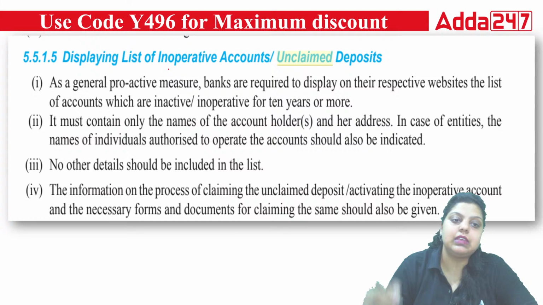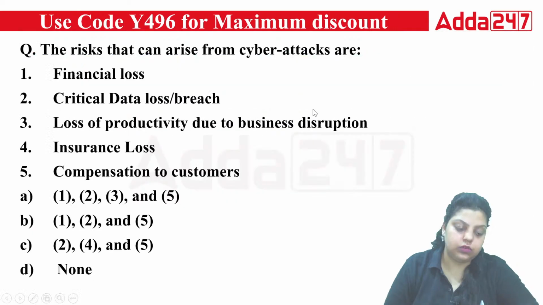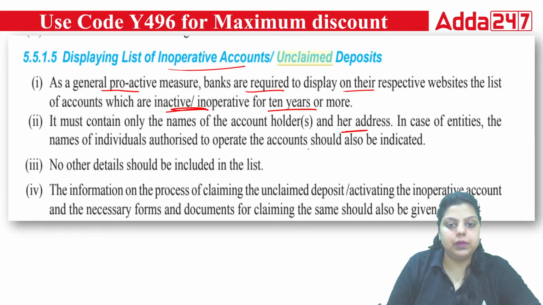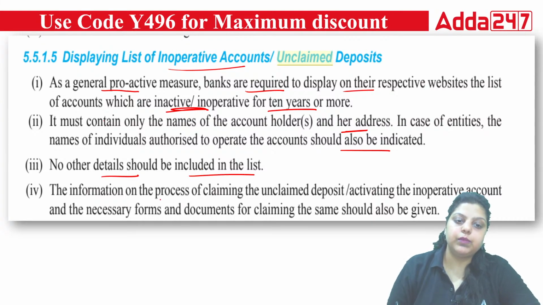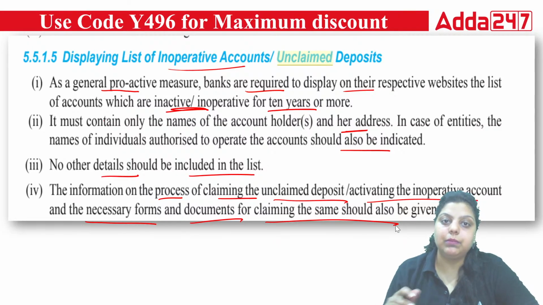As a general proactive measure, banks are required to display on their respective websites the list of accounts which are inactive or inoperative for 10 years or more. It must contain only the names of the account holders and their addresses. In case of entities, the names of the individuals authorized to operate the account should also be included. No other details should be included in the list. Also, the information on the process of claiming the unclaimed deposit, activating the inoperative account, the necessary form and the documents for claiming the same should also be given by the bank to the customer.